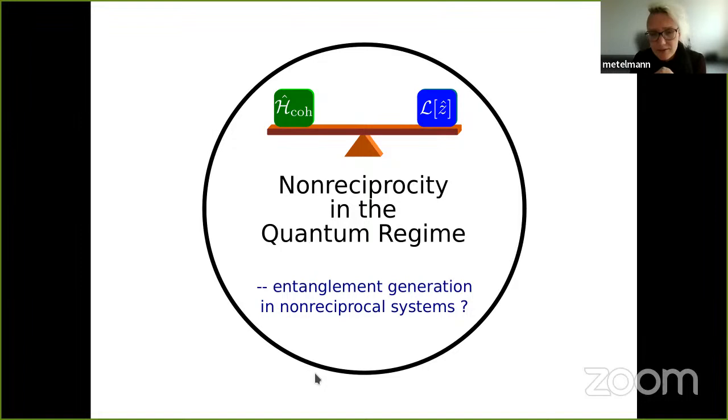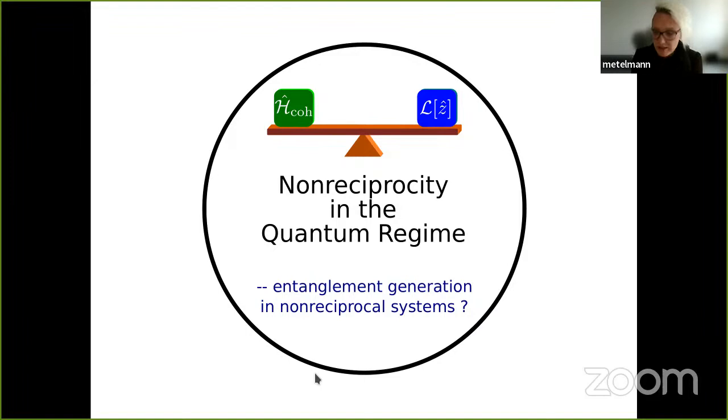So for that, we would not need to put hats on our objects. So we're interested now in what happens if you go to the quantum regime. And the first and simplest question one can ask is: how about entanglement generation in non-reciprocal systems? Important here is that we have an open system, we have dissipation. So clearly it's not automatically obvious if we can generate entanglement.